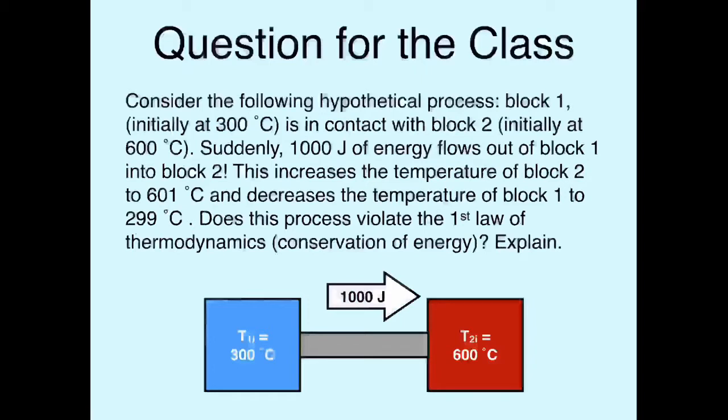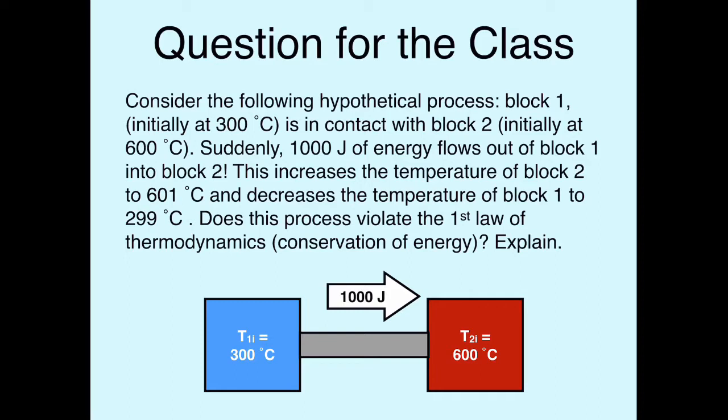We'll introduce the topic by thinking about a question. I want you guys to think about this. Consider the following hypothetical process. Block 1, initially at 300 degrees Celsius, that's this one over here on the left, is in contact with block 2, initially at 600 degrees Celsius. That's the one over here on the right. Suddenly, 1,000 joules of energy flows out of block 1 into block 2.